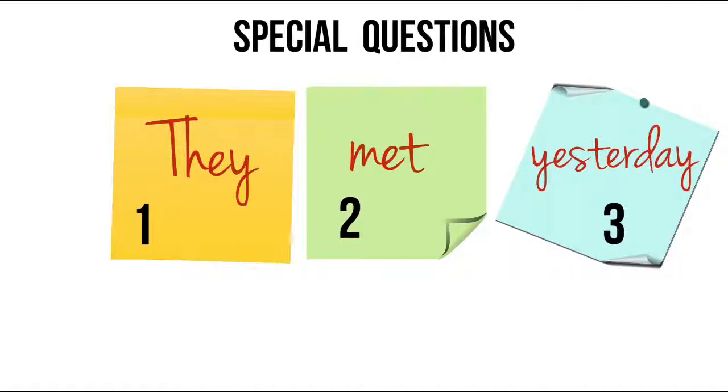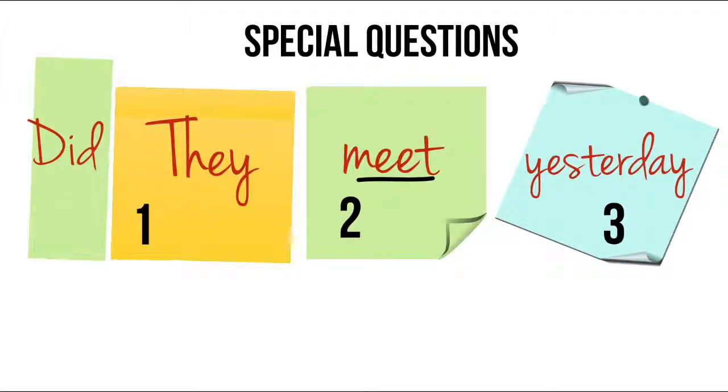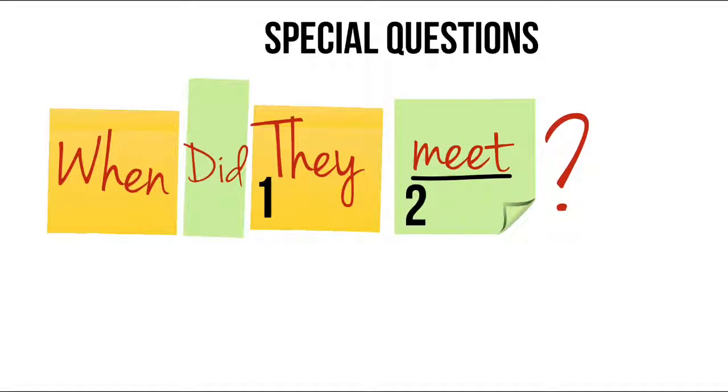And now we'll make a special question from the statement, they met yesterday. Look. So we observe the same situation, did comes before number 1, question word when comes before did, and number 2, the main verb, comes to its basic form, meet. When did they meet?